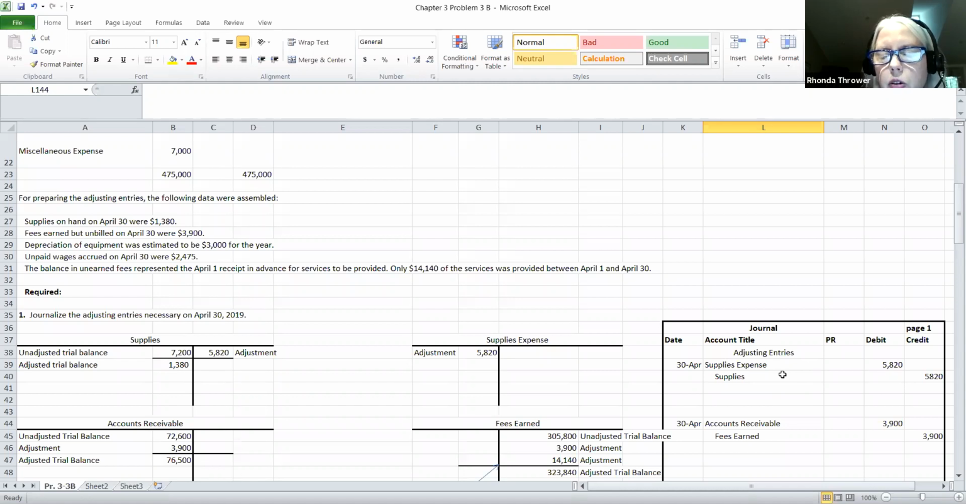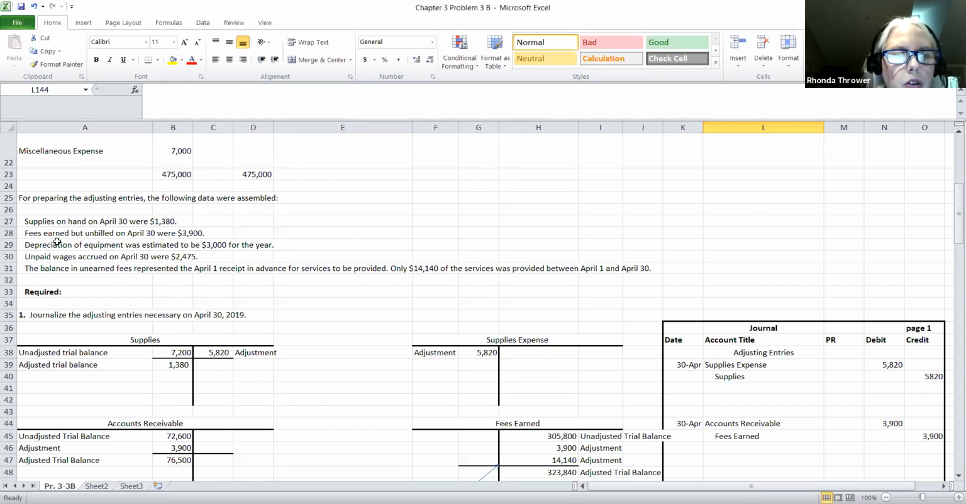I didn't make ledger accounts for you because I figured you know how to post. You should have learned how to do that in chapter 2. But once you get the information in the journal, then we copy from the journal back to the ledger, which will update our accounts. And eventually we'll prepare what we call an adjusted trial balance. And I'll show you how to do that in just a moment.